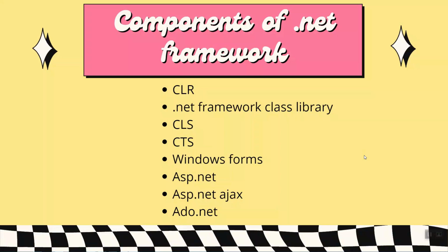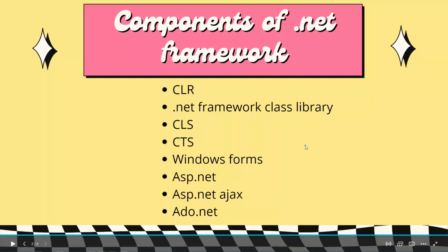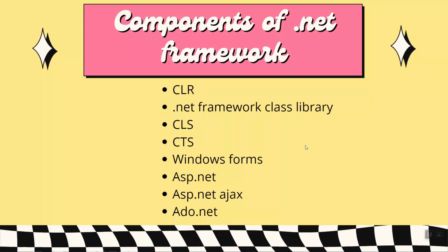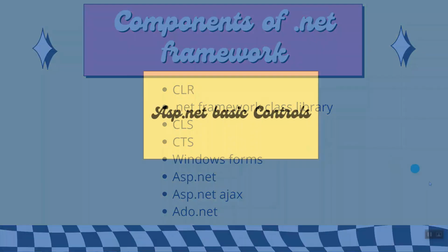Sixth one is ASP.NET. ASP.NET is the web development model. And next, ASP.NET Ajax. Ajax is an extension of ASP.NET. Then the eighth one is ADO.NET. ADO.NET is the technology used for working with data and databases. It provides access to data sources like SQL Server, Oracle, MySQL, etc.